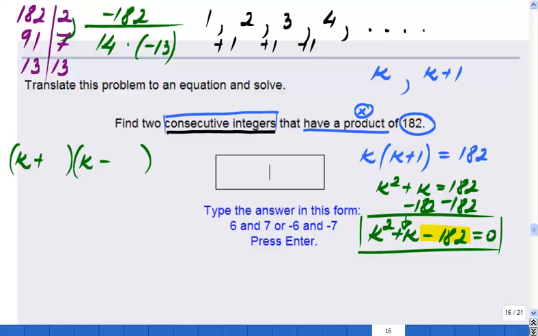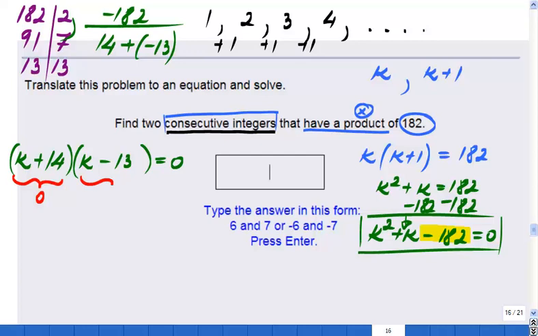I know for me it was fast. For you, trial and error may be one approach. Well, 14 plus negative 13 is 1. Positive 1, positive k is your middle term. We're good. This is it. So it'll be k plus 14, k minus 13, and this should equal 0.